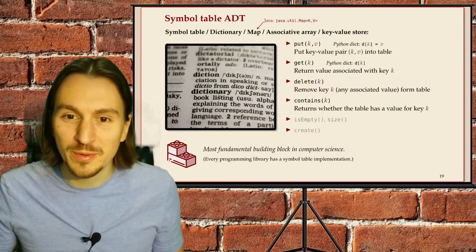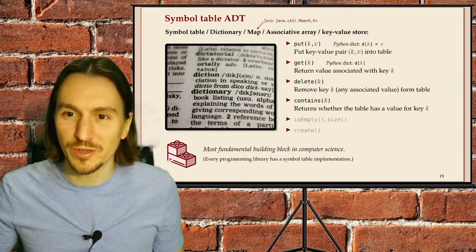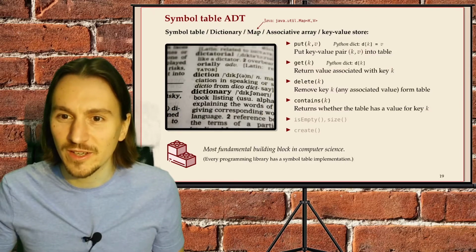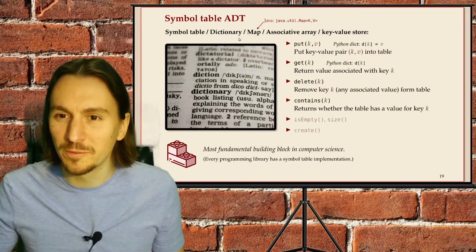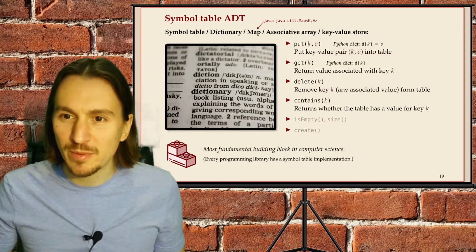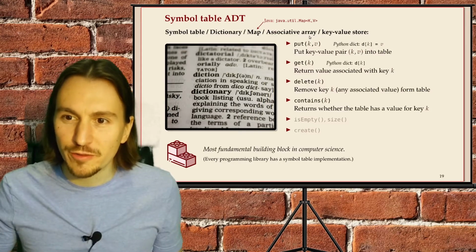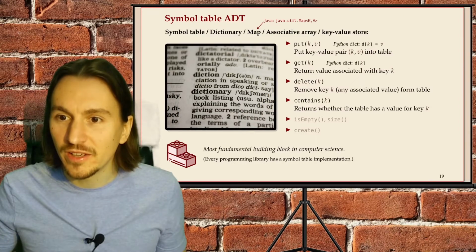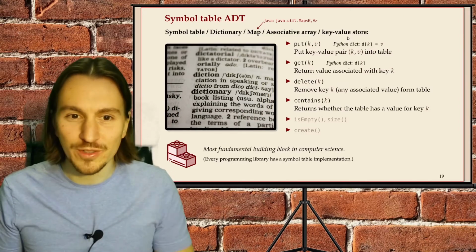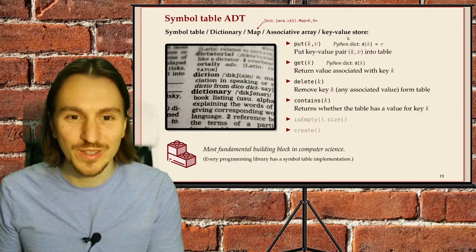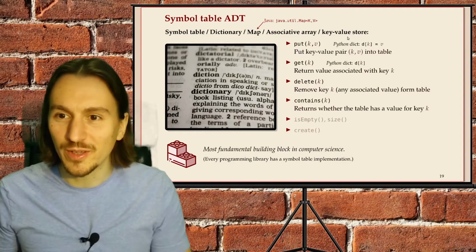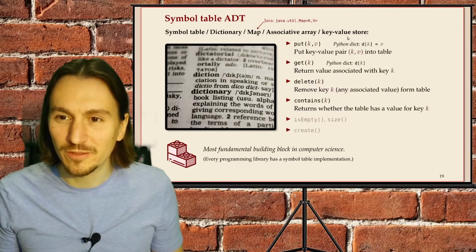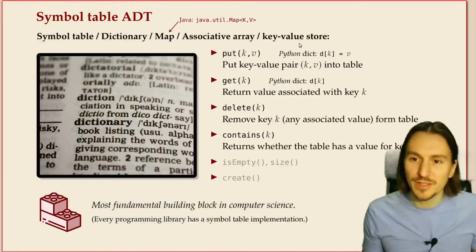And then you can look up what's the meaning of a word, and it's exactly that sense that a symbol table represents as well. Sometimes also called a map. That's the name for the interface in Java. An associative array is the same thing, just slightly different syntax. And a key value store is also essentially the same thing, maybe more from the perspective of a database.